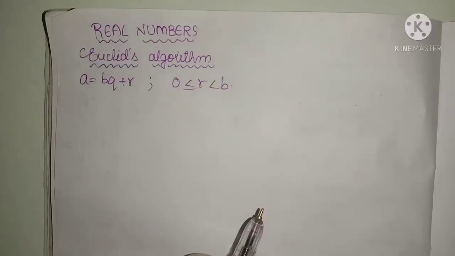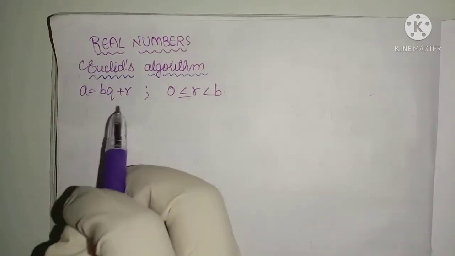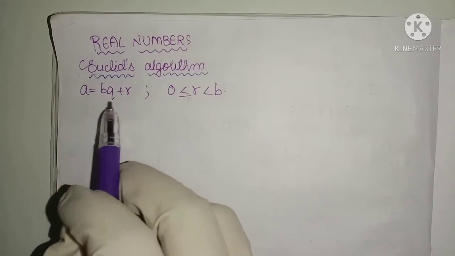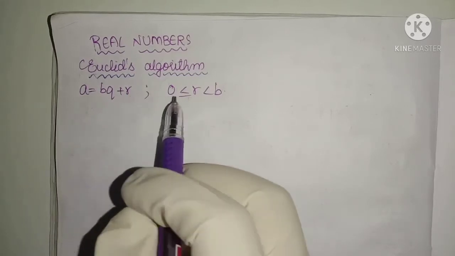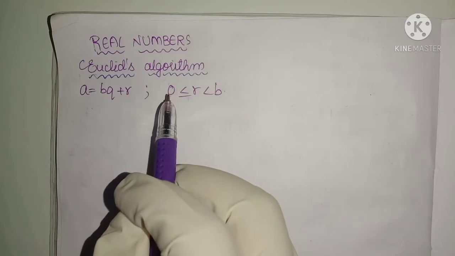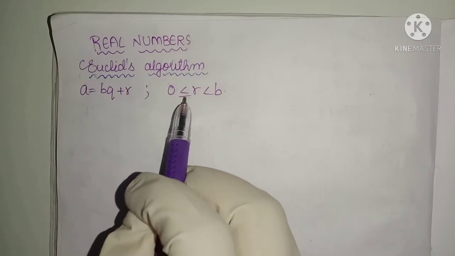Today I am going to explain Euclid's algorithm, which is in the chapter Real Numbers of the SSC board. First of all, look at this equation: A = BQ + R, where R is greater than or equal to 0 and less than B.